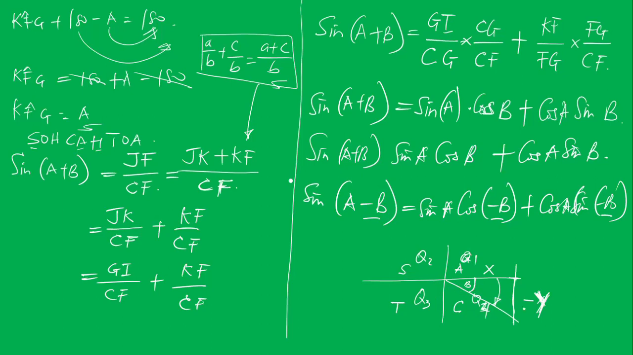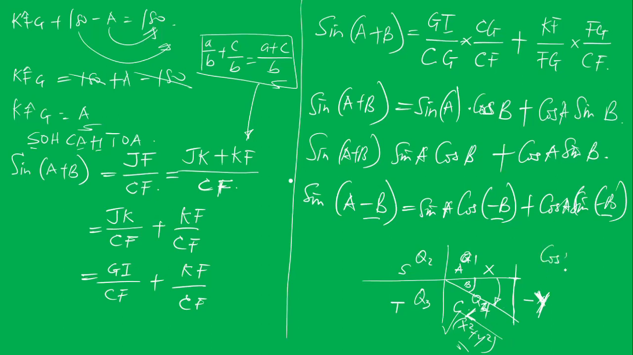Sine is opposite. Here it is positive. It's just positive. Let's say the length is the square root of x square plus y square.